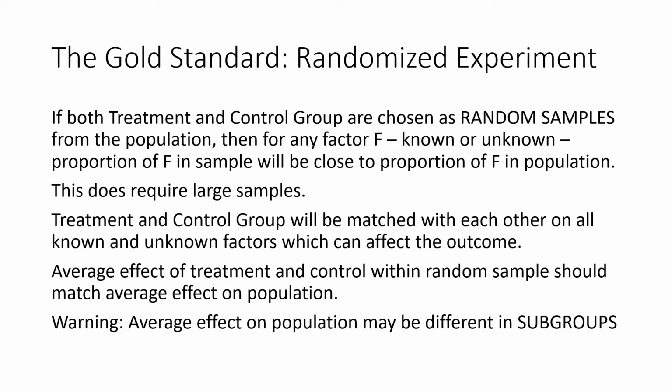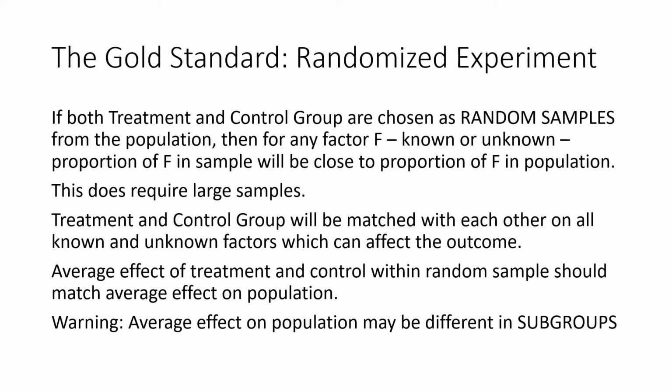That is why when we are studying drug treatments, the gold standard is considered the randomized experiment. It cannot always be done for reasons that we will discuss later. But basically, if we choose both the treatment and the control group as random samples from the population, then both of them will match the population, and then of course they will also match each other. And so the issue of being representative of the population will be correct.